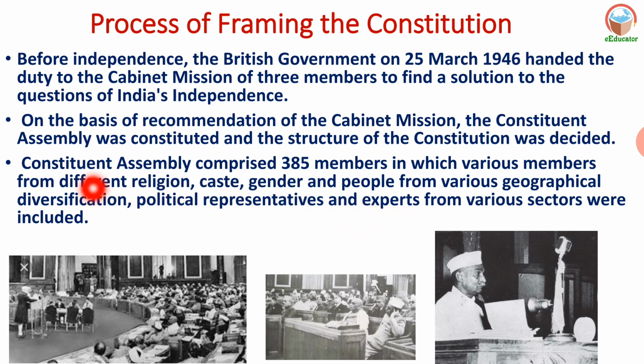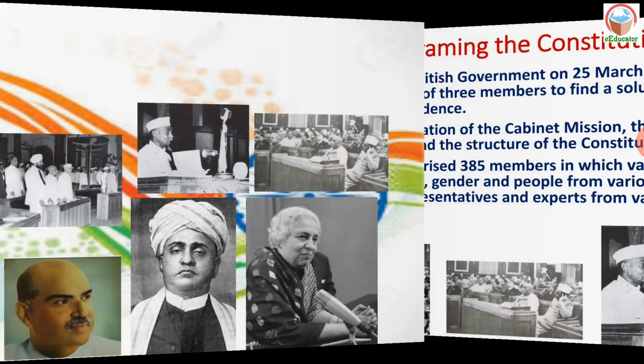So remember, 385 members in the Constituent Assembly, and those members belonged to different religions, castes, genders, and various parts of the Indian country. And they were experts of different subjects and different sectors. So they were included in the Constituent Assembly.